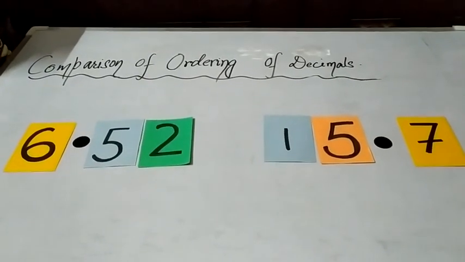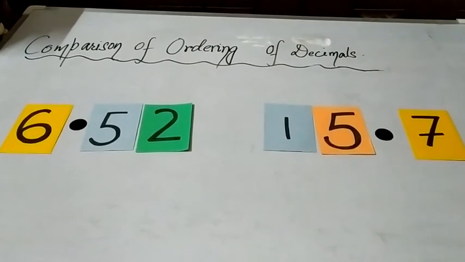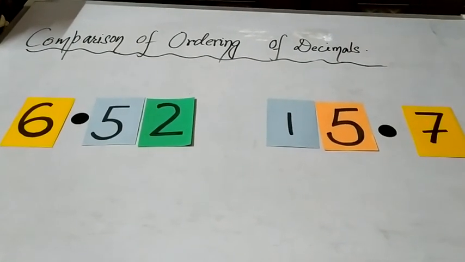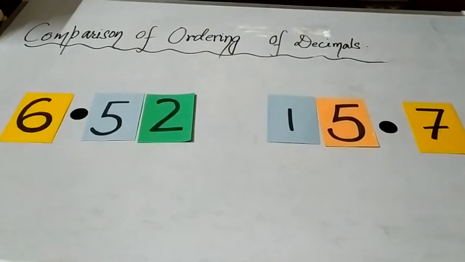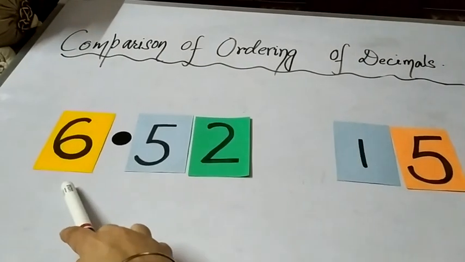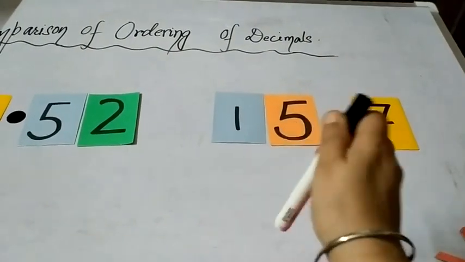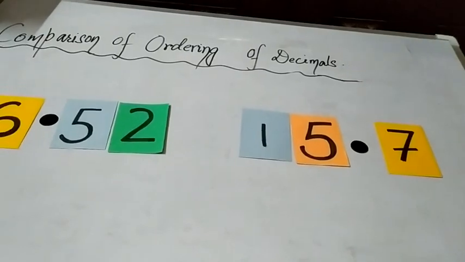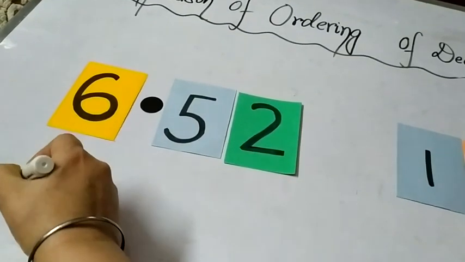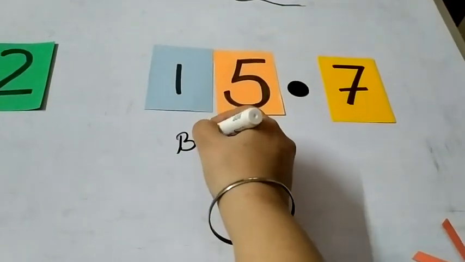Now look at this number. Here we will skip the first step. I hope you have understood how to do it without making them like. If you are skipping the first step, the second step is compare the whole numbers, the numbers before the decimal. Here it is 6 and here it is 15. So they are different. There is no need to go further. So this one is smaller and this one is bigger.